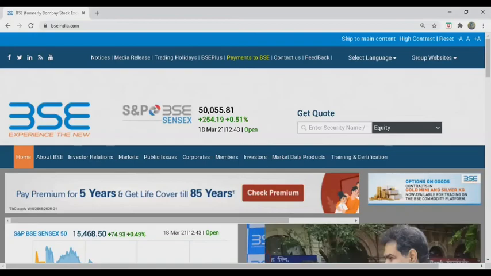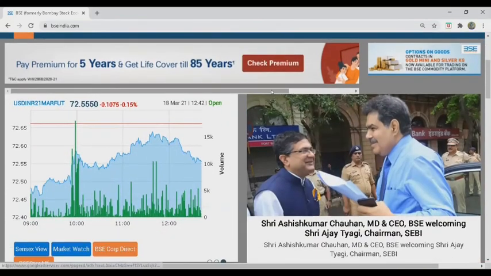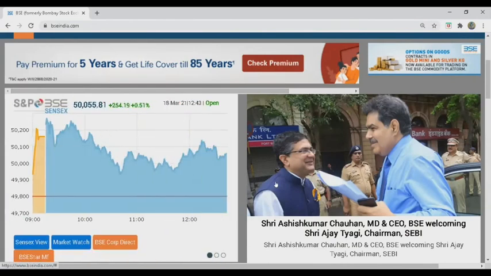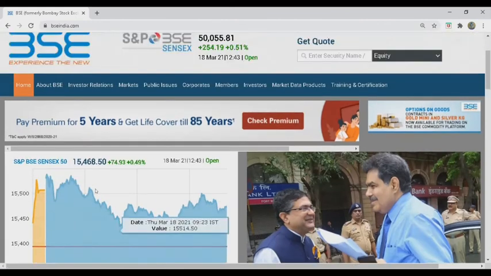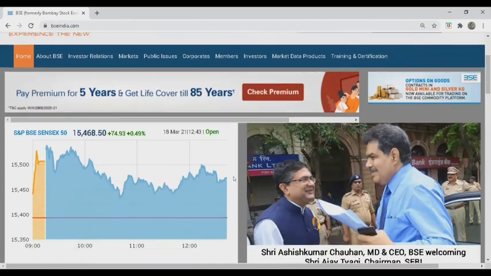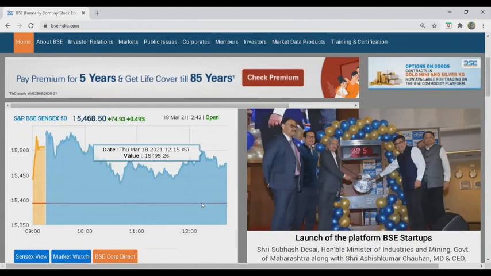Okay, students, I am sure every... See this? This is our managing director, Mr. Ashish Kumar Chauhan, meeting Sri Ajay Tyagi, chairman of SEBI. And on the left here, you see there is some data. This is the way the Sensex has been moving throughout the day. And there are a number of other things also going around there. It is not only the Sensex. You see that from time to time, this will change.